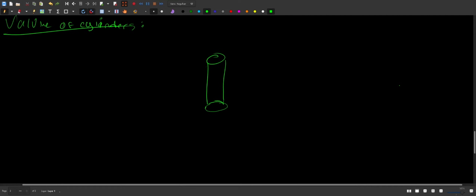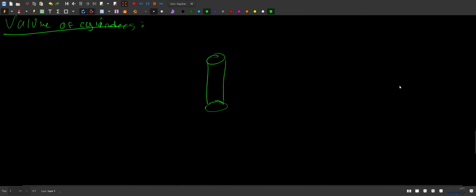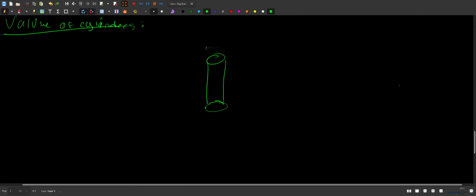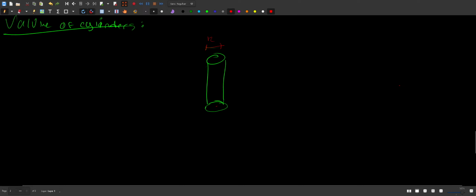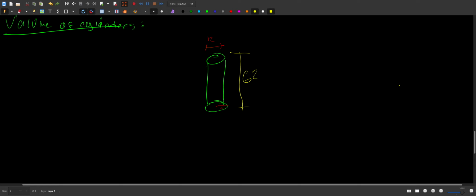So, volume of a cylinder. They should always either tell you the diameter or the radius of the cylinder, and then they also have to tell you the height. So say 6 and 2. These are just random numbers that I'm making up as we go.